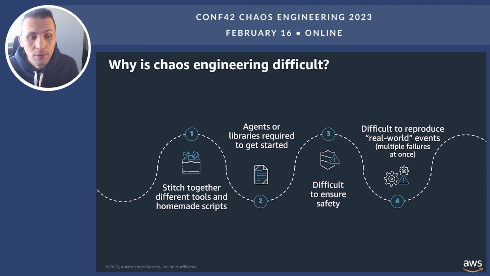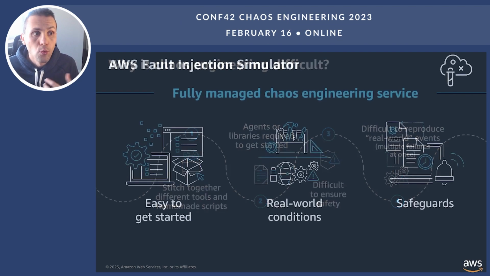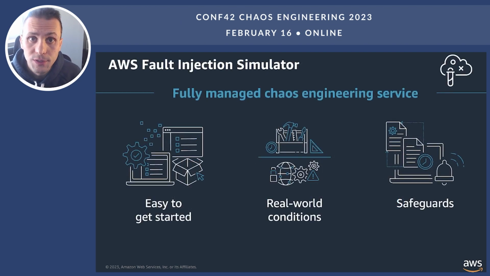With that, what AWS introduced a couple of years ago at re:Invent, which is the AWS global conference, the yearly conference, is AWS Fault Injection Simulator. AWS Fault Injection Simulator is a fully managed chaos engineering as a service. It is really easy to get started with the service that allows you to reproduce real-world failures.